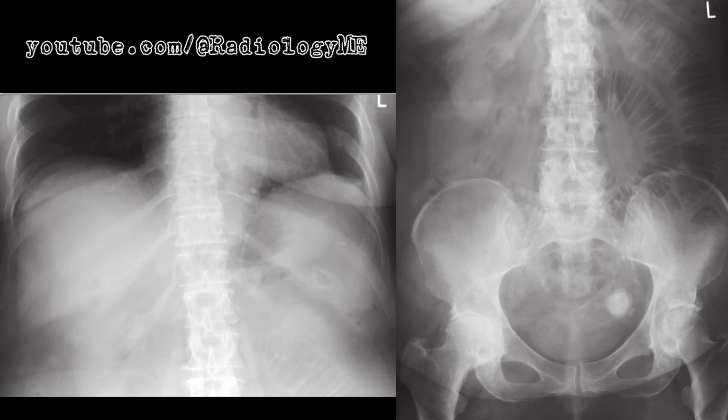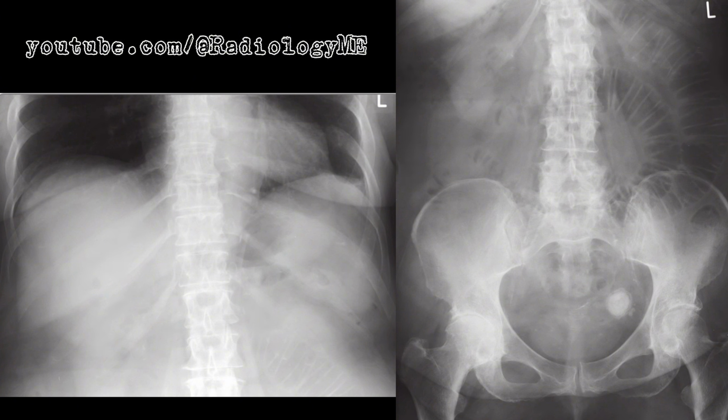Now, if I were asked about why there's no free gas, despite suspecting gallstone ileus, I'd point out that in gallstone ileus, the stone passes through a cholecystoenteric fistula, allowing it to enter the bowel without necessarily causing perforation. Free gas is not always present in these cases.